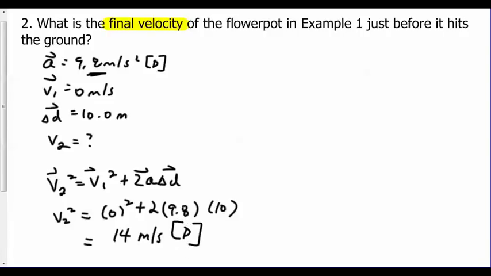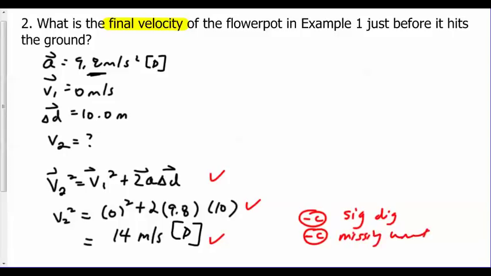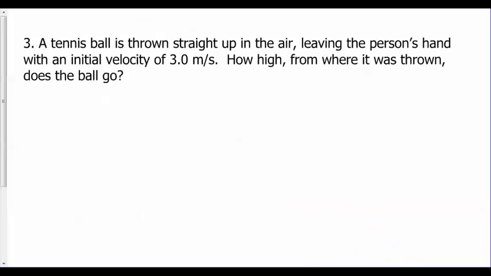So this is your 3 full mark question. Show your work and answers with the correct sigdig. Don't forget, you would lose half a mark because of sigdig. You might also lose half a mark if you're missing the unit. And of course, another communication mark is the direction. These are vector questions, and I do expect you to put directions as well. All right, question number 3.